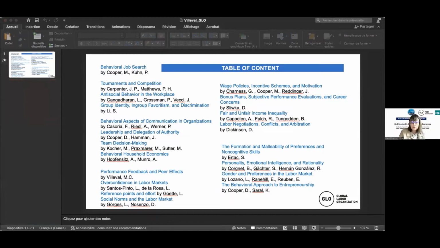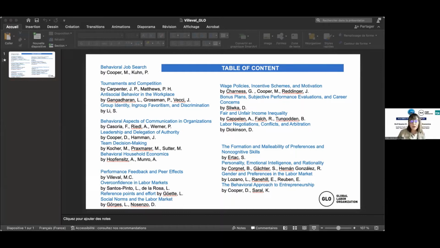Yeah. So you see the content is very large. In this section, we have a chapter on behavioral job search. We have 7 chapters related to competitive organizations and cooperative mode of organization. We have 4 chapters related to feedback, to evaluation. We have 4 other chapters related to wage policies, to bonus policies, career concerns and negotiation. And we have lastly 4 other chapters that are relative to non-cognitive skills and preferences and preferences for entrepreneurship as well.